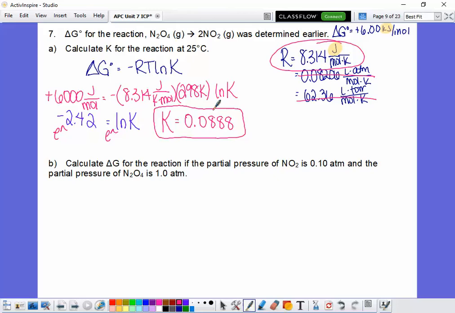Ready to do B? All right, so we're going to be calculating delta G for the reaction at the partial pressure, and so on. I don't want to read it all out loud to you. What do you notice about this delta G that I just highlighted? It doesn't have what? That's just a typo, right? No, it was deliberately left off, because this is non-standard conditions.